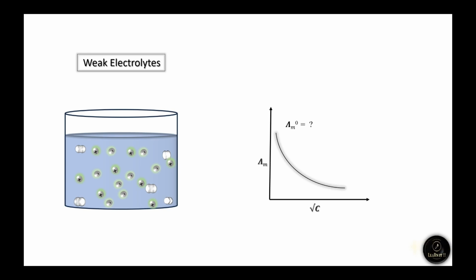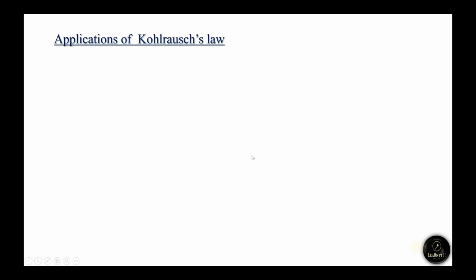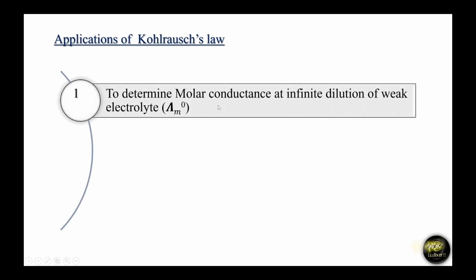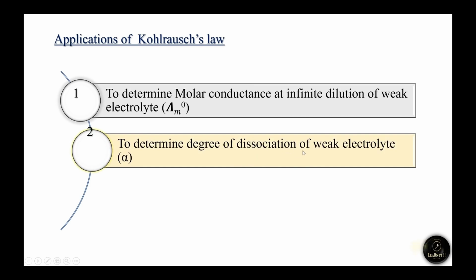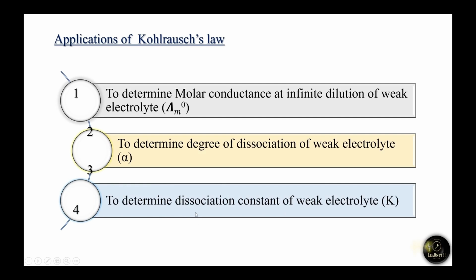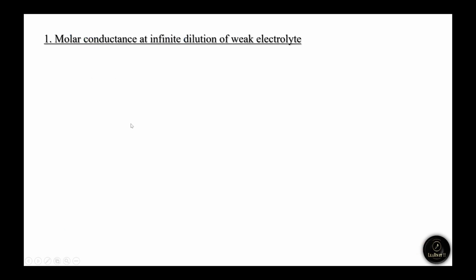By using Kohlrausch law, let's look at the applications of Kohlrausch law. First application is to determine the molar conductance at infinite dilution for weak electrolytes. Second one is to determine the degree of dissociation of a weak electrolyte, that is alpha. Third one is to determine the dissociation constant of a weak electrolyte, that is Kd or K. So let's look at the first application, that is molar conductance at infinite dilution of a weak electrolyte.